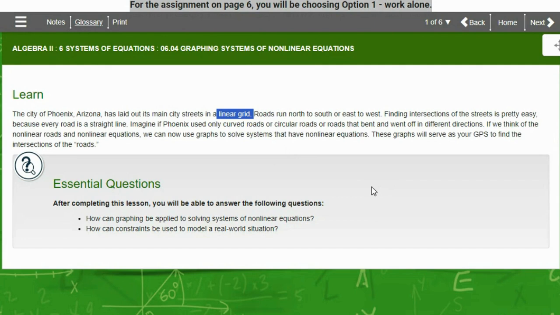All right. Compare that with Bella Vista, where the map looks like a brain. There's not a straight line in the whole town. It says, imagine if Phoenix used only curved roads or circular roads or roads that bend off in different directions, like Bella Vista. If we think of linear roads and nonlinear equations, we can now use graphs to solve the systems that have nonlinear equations. So these graphs can be your GPS to find the intersection of the roads. So looking at page 2.